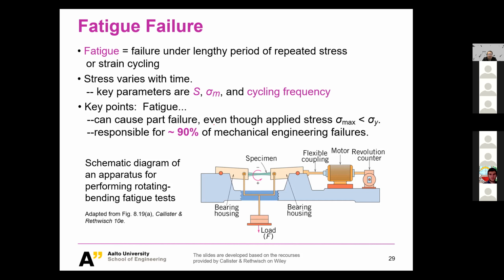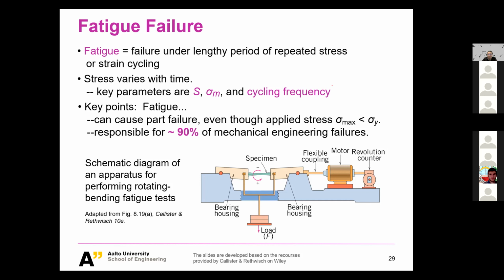Now, back to fatigue. The definition goes like this: failure under a lengthy period of repeated stress or strain cycling. That is the formal definition of it. Now you already feel what it is about. First of all, fatigue takes a kind of time period to happen, but this is not necessarily true in terms of time. It is more in terms of cycles.